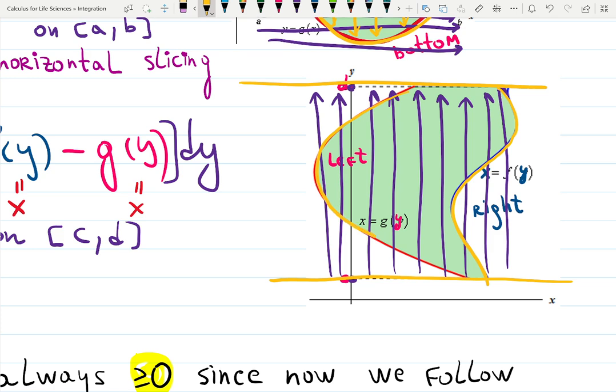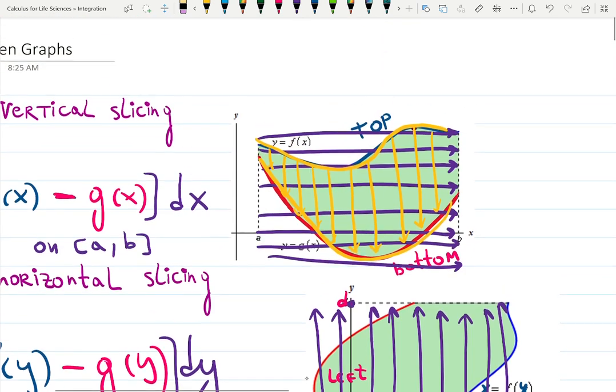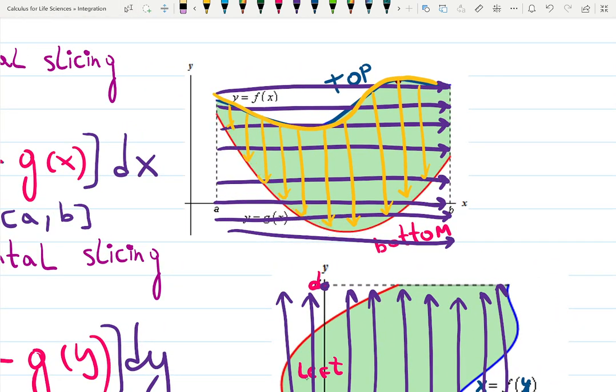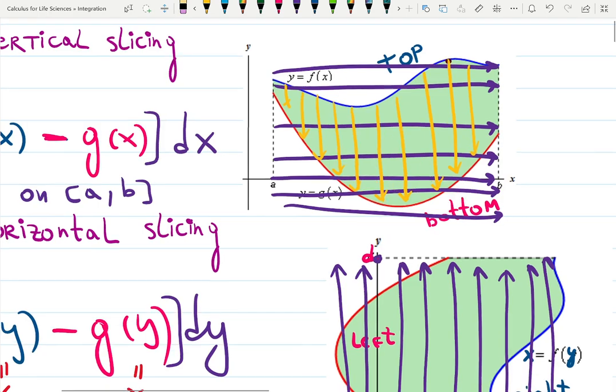The whole idea is always the same. It's bigger minus smaller. So either the function is always on the right and always on the left, or always on the top and always at the bottom. If this is not the case, then you break it into steps, which we're going to have in your homework as well.